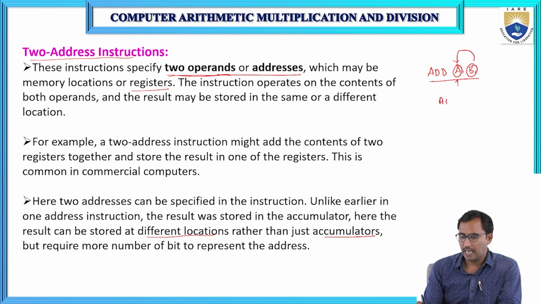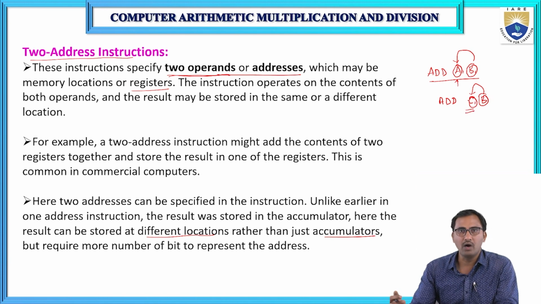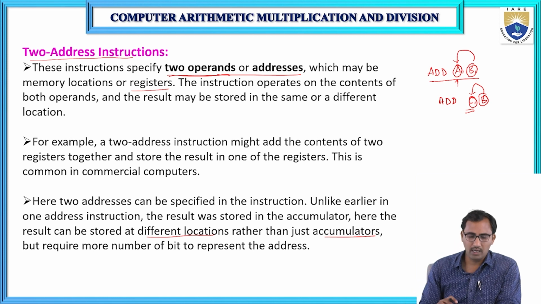If I want to store it in some other register, I can do that, like add c comma b. That means I am adding the contents of register b with register c. Here the result is not stored in the accumulator, that means I have modified the destination register. So using this two address instruction, it is not mandatory to store the result in the accumulator itself. We can store it in any register instead of the accumulator.